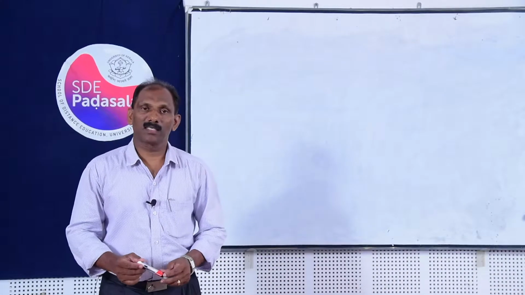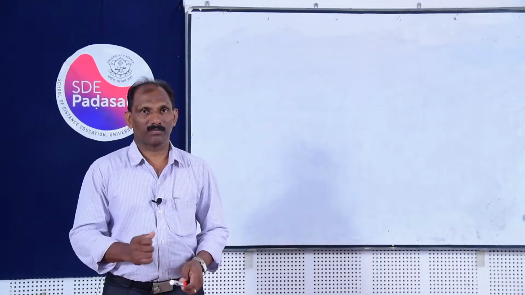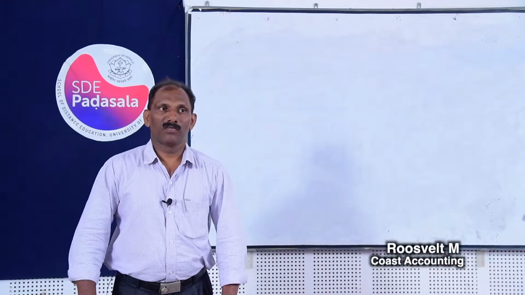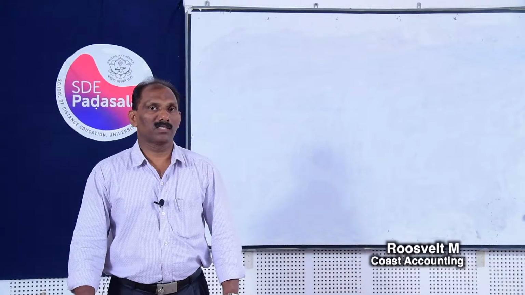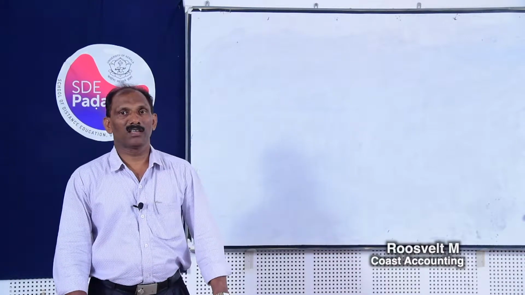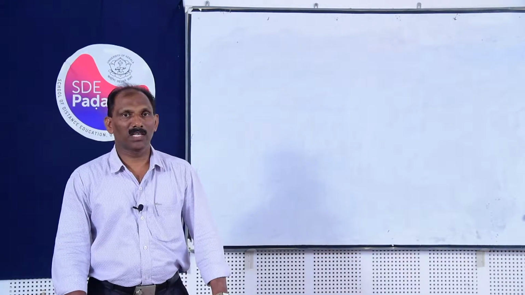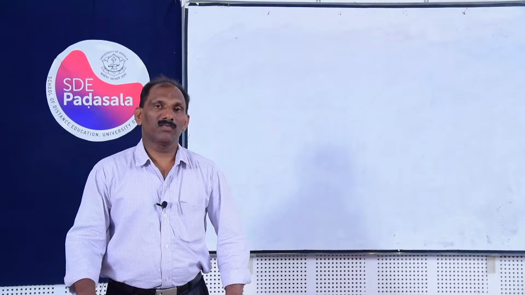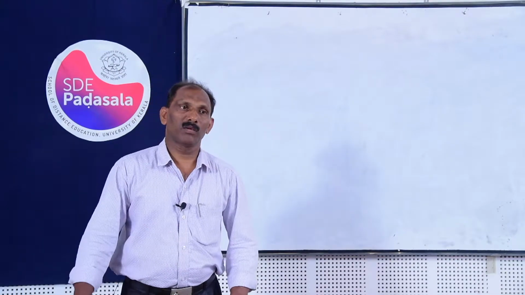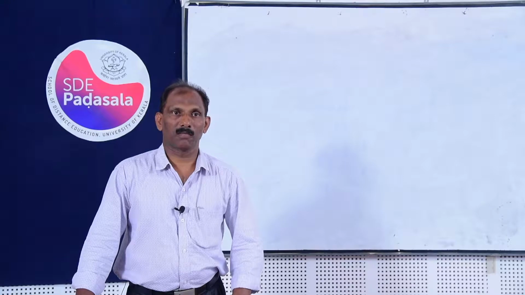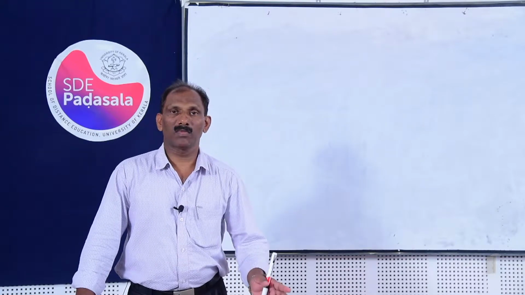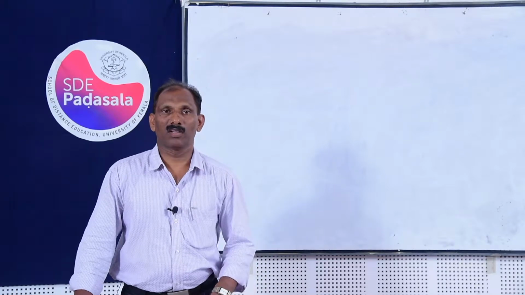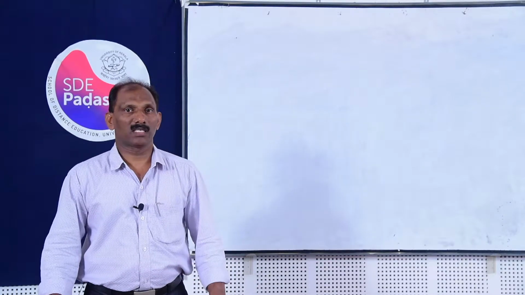Today we are discussing the topic cost accounting. We know generally accounting has three branches: financial accounting, cost accounting, and management accounting. The object of financial accounting is to find out the profit of the business organization. It has some limitations. To overcome the limitations of this financial accounting, the cost accounting has emerged.